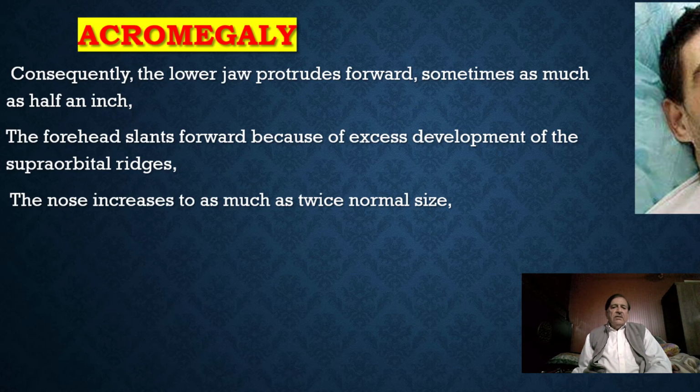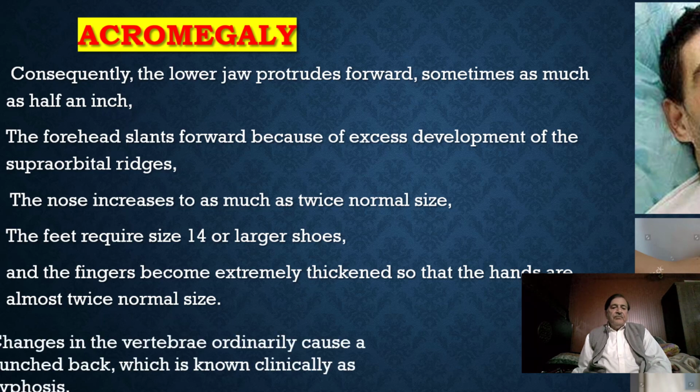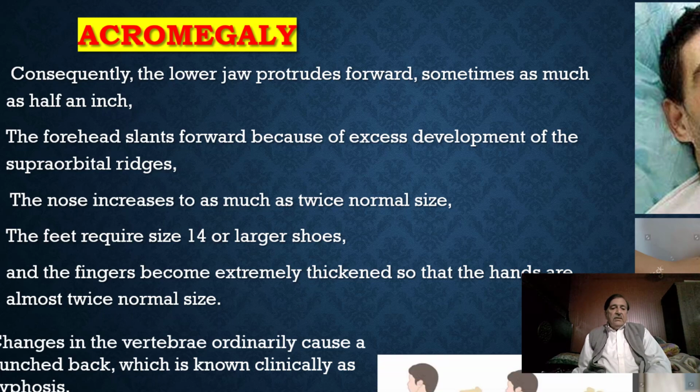The forehead slants or slopes forward because of excessive development of the supraorbital ridges. The nose increases to as much as twice normal size. The feet require size 14 or larger shoes, and the fingers become extremely thickened so that the hands are almost twice normal size. Here you can see that the hand and the fingers are almost twice the size of a normal hand. Changes in the vertebrae ordinarily cause a hunchback, which is known clinically as kyphosis. Finally, many soft tissue organs such as the tongue, the liver, and especially the kidney become greatly enlarged.